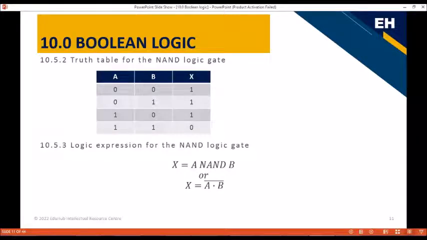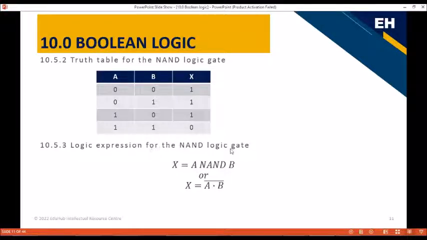Here is the truth table for the NAND logic gate. Remember, the output can only be 0 when both inputs are 1. And that is exactly what is here on the 4th row. So every other output becomes 1.